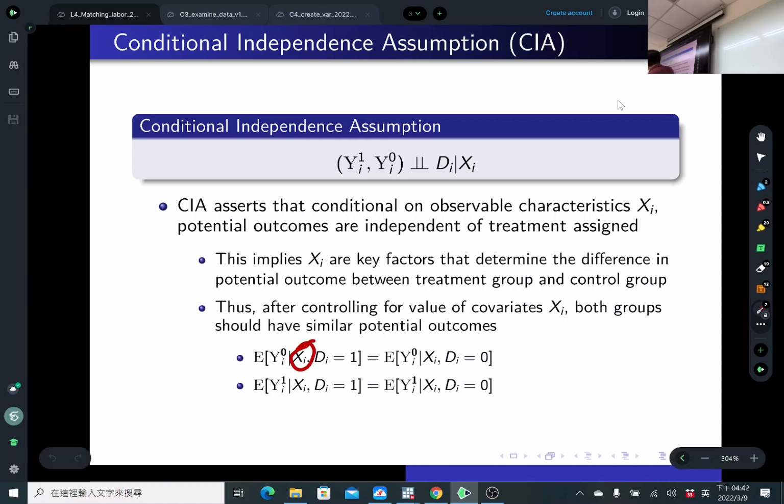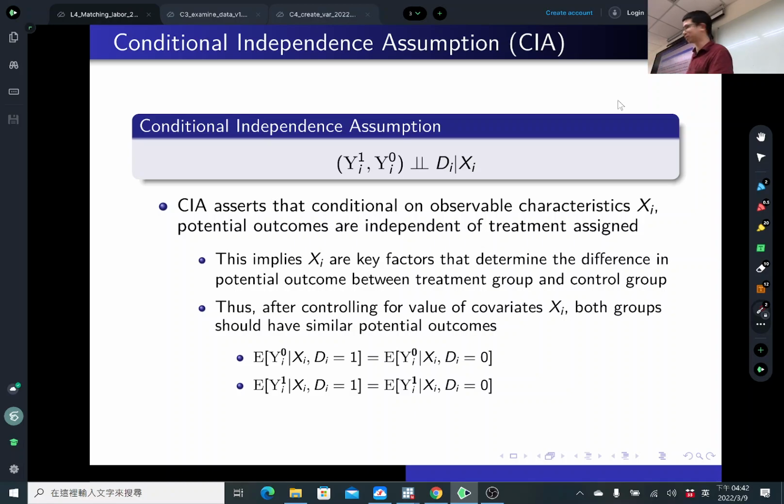You can consider X as determining your potential earning without the treatment or with the treatment. So on average, if you compare the treatment group and control group who are all 40 years old, their potential earning will be the same. And also the potential earning, if they join the job training program, is the same. Due to this assumption, you can eliminate selection bias.